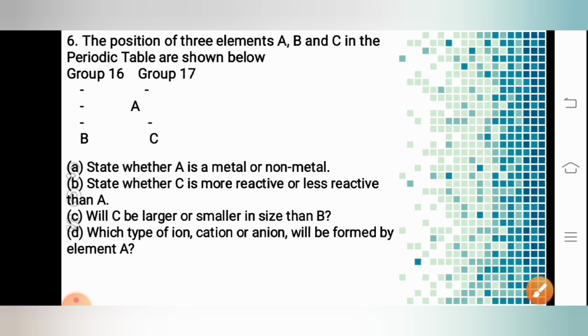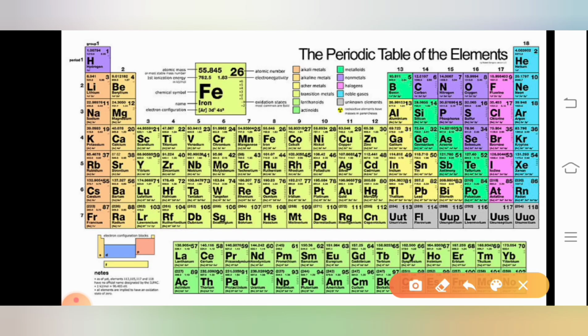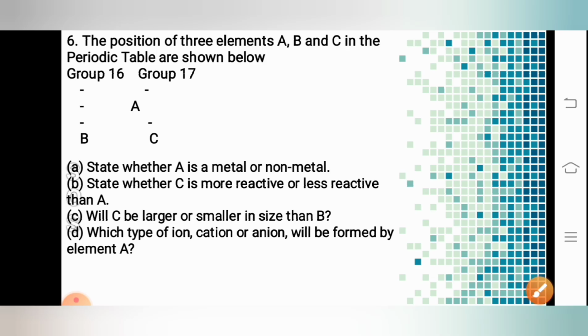The next question is, the position of 3 elements A, B, C in the periodic table are as follows. We have to look at the 16th group and 17th group. We have to just concentrate on these 2 groups. So if we look at these 2 groups, the 16th group and 17th group, there are 3 elements, that is element A, B, C.